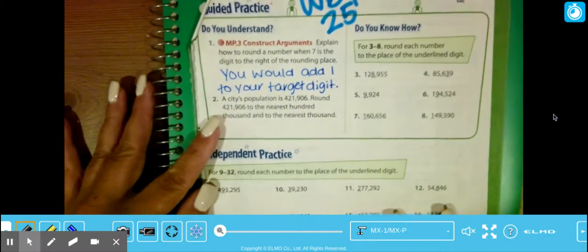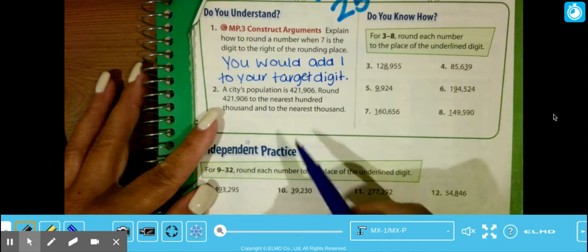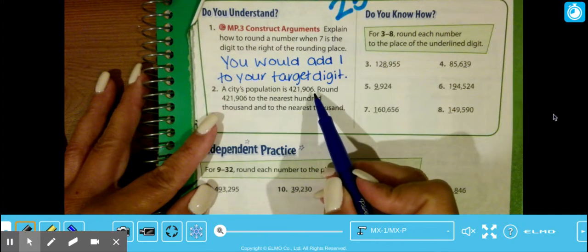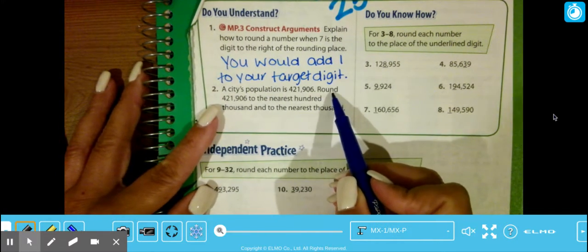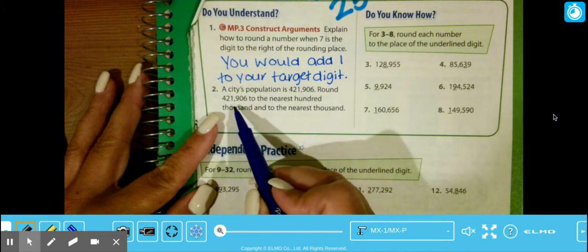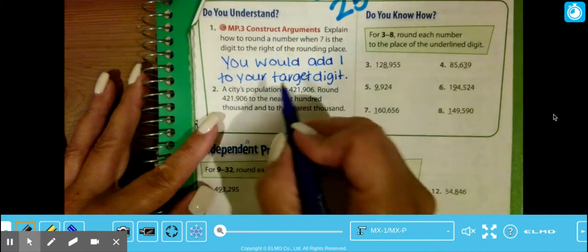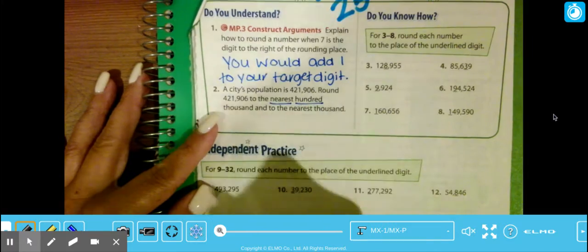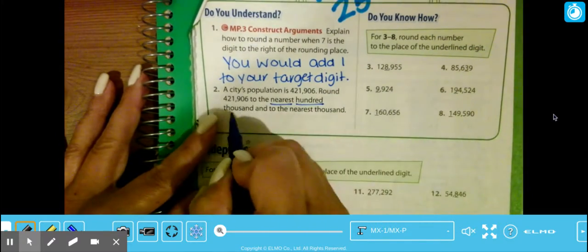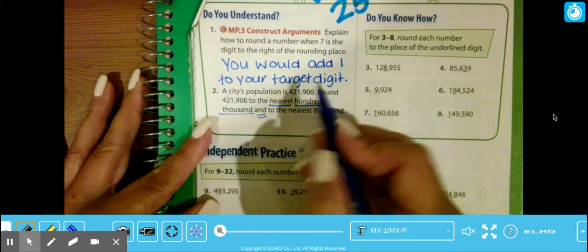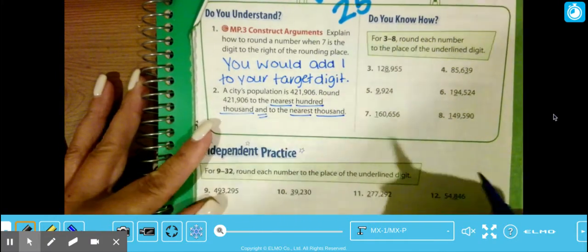Okay, let's take a look at number 2. A city's population is 421,906. Round 421,906 to the nearest 100,000, and to the nearest 1,000. All right, we got this.